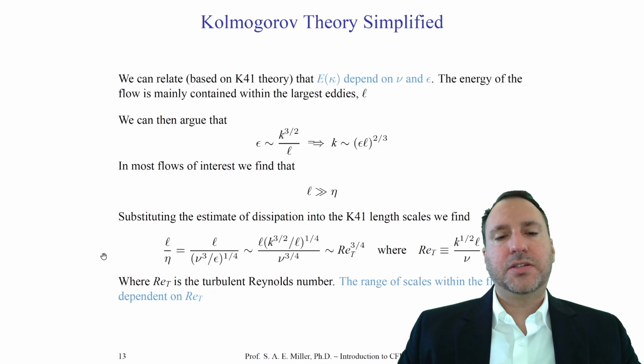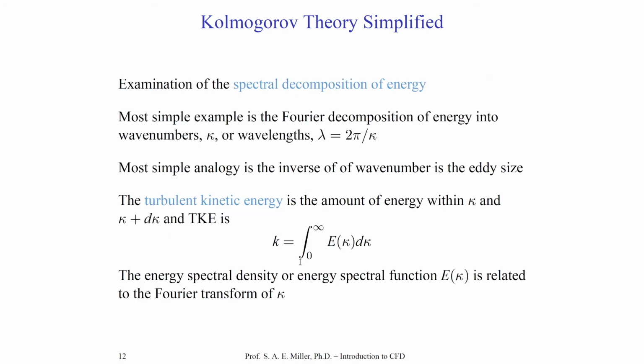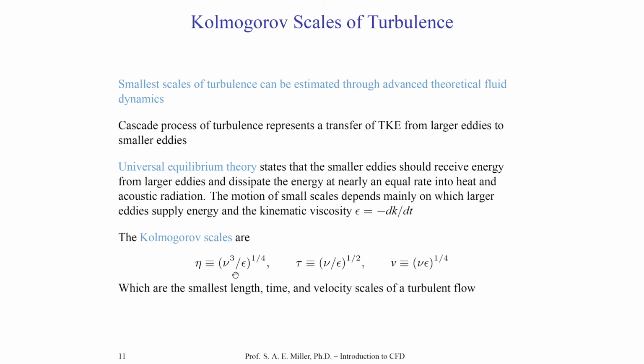Now, we can substitute our estimation of the dissipation into the 1941 theory of Kolmogorov, and we can find these particular length scales from the previous pages. Here, look at these three scales of length, time, and velocity.